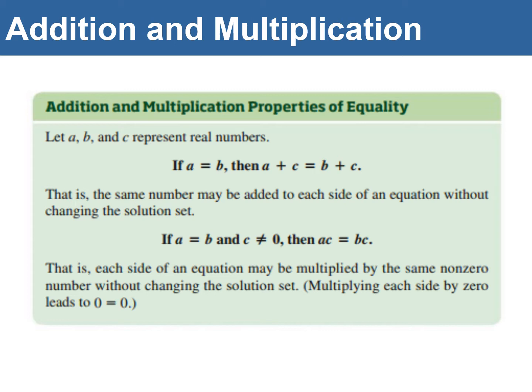Now, if I say that a is equal to b and c doesn't equal 0, that's really important, then a times c is equal to b times c is also true. So you can add the same number to both sides of an equation or multiply both sides of an equation by the same number, except by 0, and you will not change the solution set.